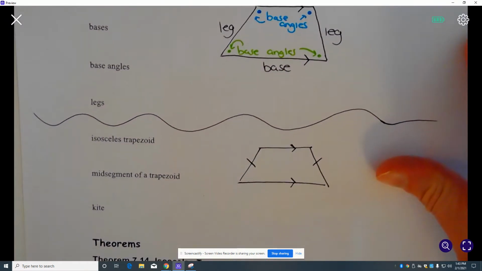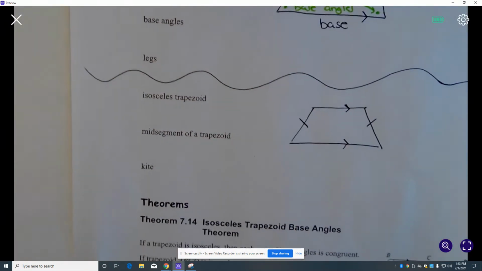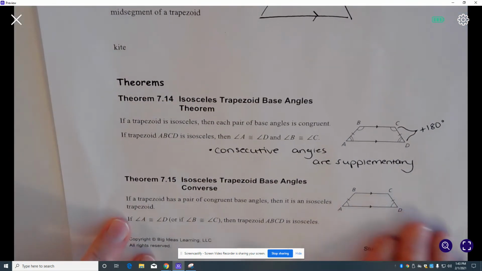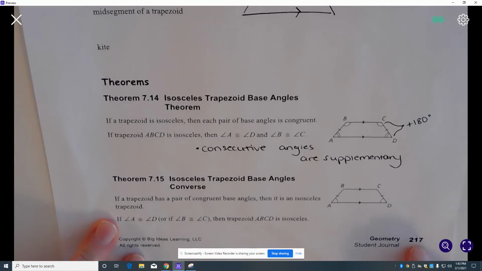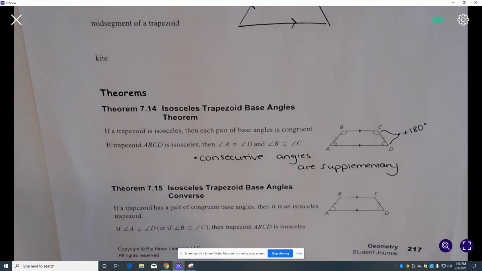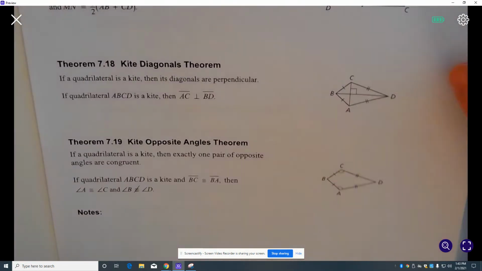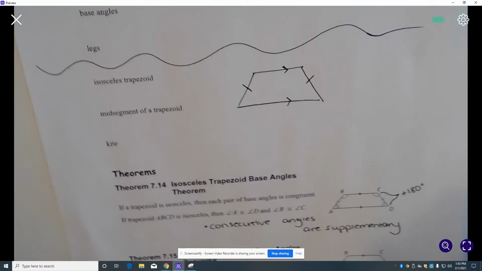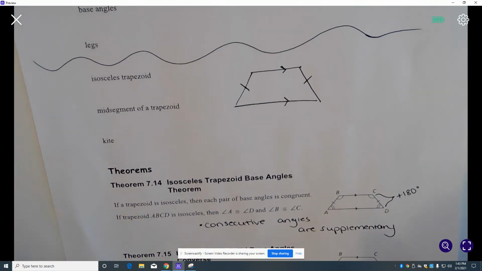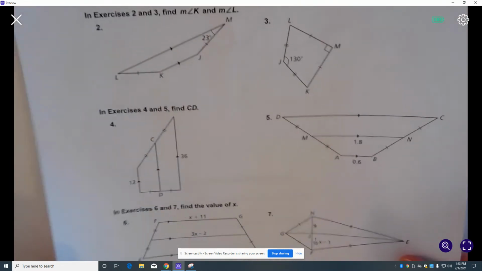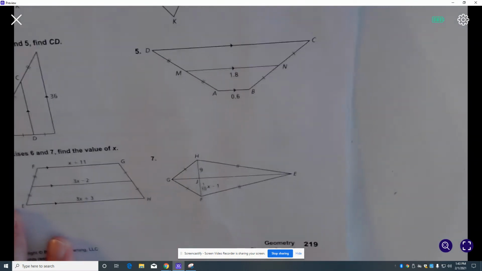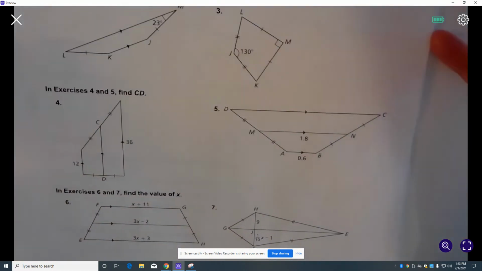And we learn about a bunch of different properties that isosceles trapezoids have. And these properties are at the bottom of page 217 and on page 218. And so we'll be referencing these different properties as we do some of our extra practice. So we are going to go ahead and turn to page 219 in our student journal, and we're going to start with number 2.